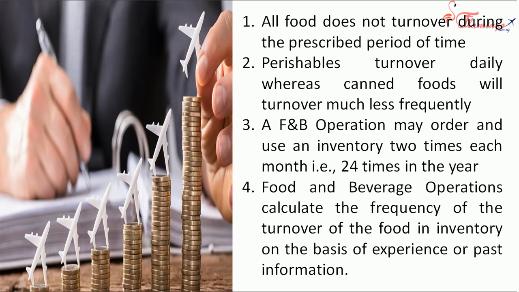All food does not turn over during the prescribed period of time. Perishables turn over daily, whereas canned foods will turn over much less frequently. An F&B operation may order and use an inventory 2 times each month, that is, 24 times in the year. Food and beverage operations calculate the frequency of the turnover of the food in inventory on the basis of experience or past information.